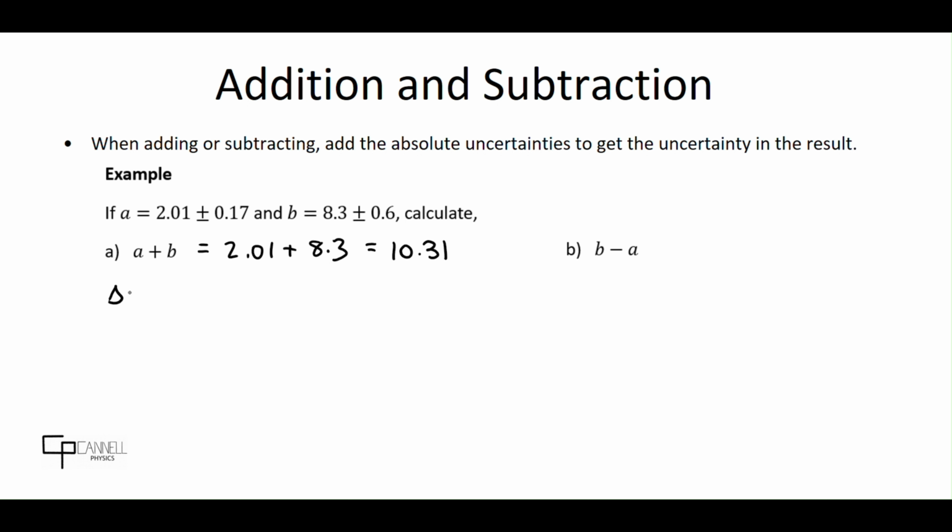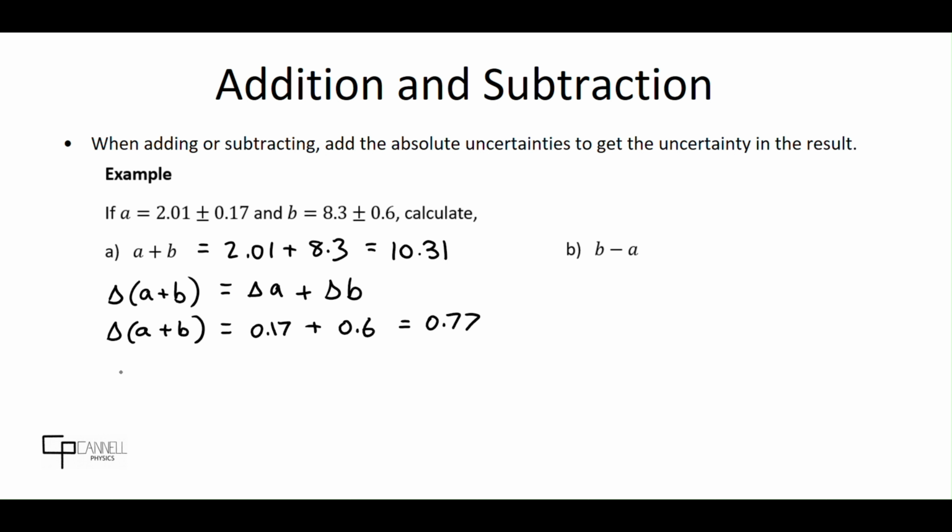And the uncertainty in this number, which we'll denote like this, since we're adding numbers, we must also add the absolute uncertainties. So that becomes 0.17 plus 0.6, and this equals 0.77. So writing this in full, the number with its uncertainty, 10.31 plus or minus 0.77. This can't be written as our final answer because we have two significant figures for the uncertainty, and this first digit here is not a 1 or a 2. So we can round to adhere to this. Therefore, our uncertainty must be 0.8.